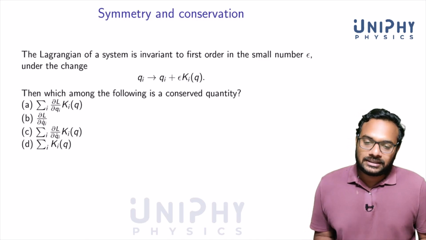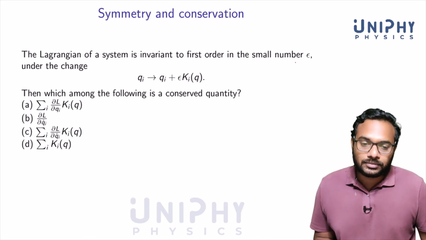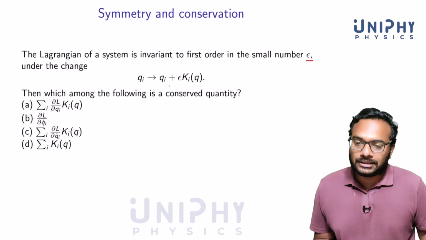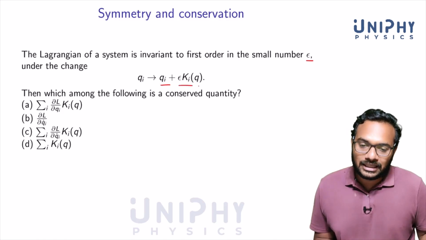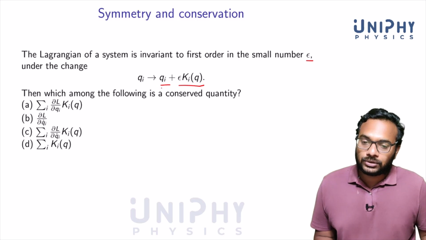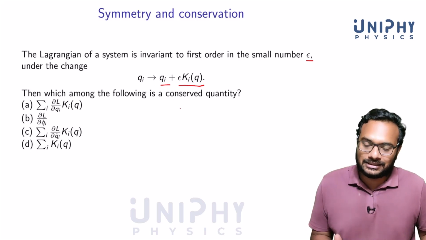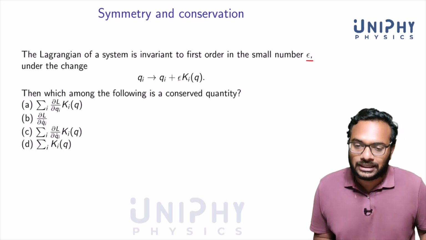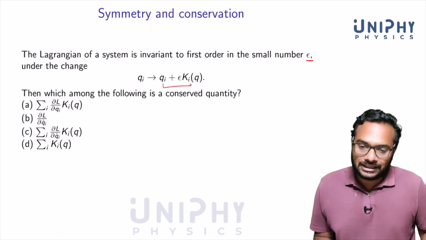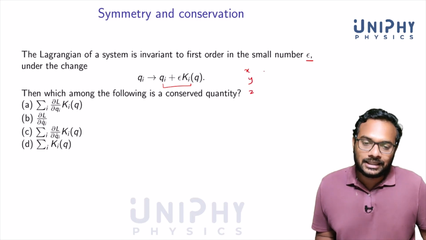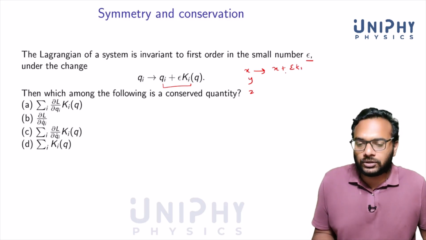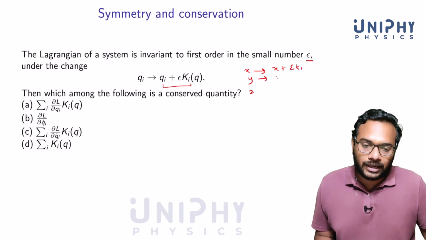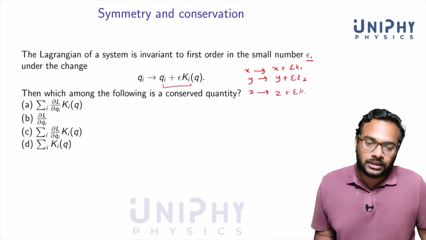The Lagrangian of a system is invariant to first order in the small number epsilon under the change qi going to qi plus epsilon ki. So here the coordinates are being changed by a small quantity, and this epsilon parameterizes the small quantity, so each coordinate changes. If you have x, y, and z, this means that x would go to x plus epsilon k1. Generally, it could be a function of x, y, z also. So y would go to y plus epsilon k2, and z would go to z plus epsilon k3.